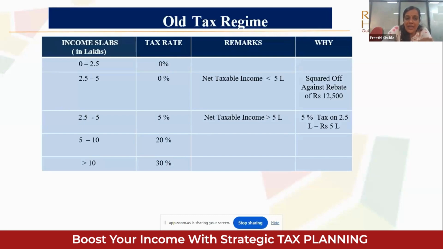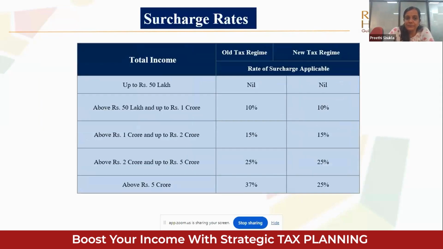If you fall in the 2.5 to 5 lakh slab of net taxable income, you again don't have to pay taxes. You'll have to do tax filing, but you will not have any tax to pay, because you'll get a rebate of 12,500, which can be squared off against whatever. So the maximum on 2,50,000 at 5% is 12,500, you get a rebate, so it's zero. 2.5 to 5, if your income exceeds 5 lakhs, then whatever is the difference, you end up paying 5% on that. 5 to 10 lakhs is 20%, and above 10 lakhs is 30%.